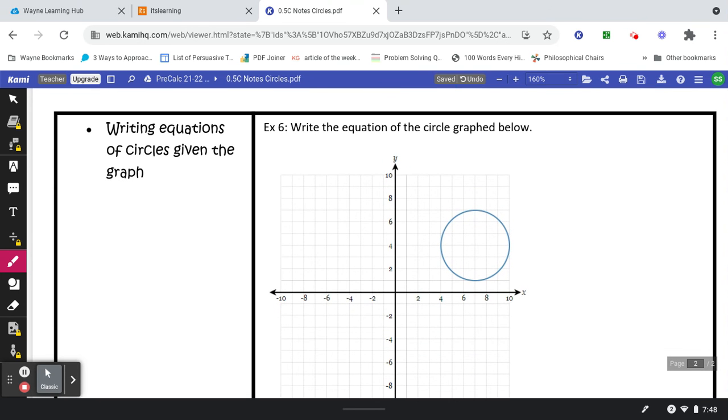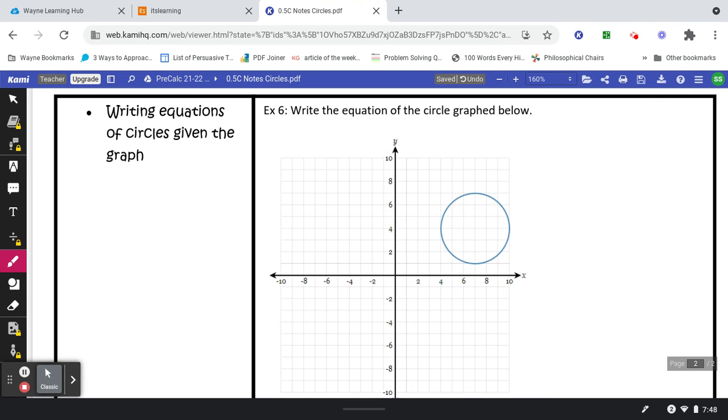On the back side, you're going to write the equation, but you're given the circle now instead. It's just been graphed out for you. So in order to write the equation of the circle, we need the center and then we need the radius. So we'll try to find both of those just by looking at our circle.